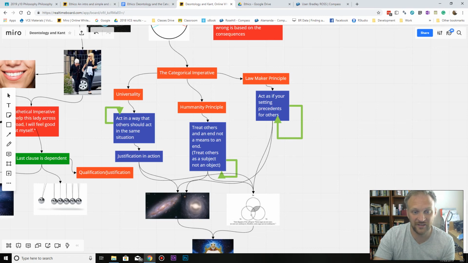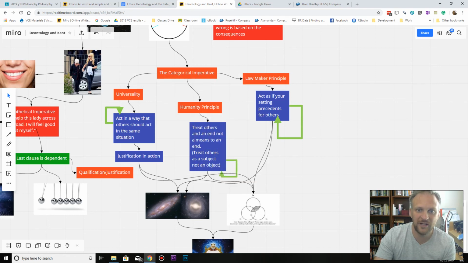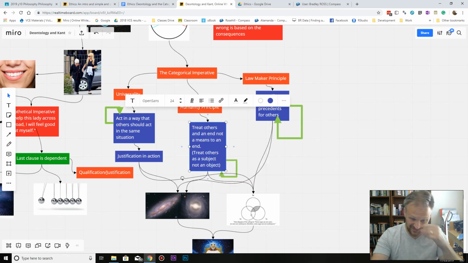The second thing is, and I'll get to why these 3 are related in a minute, but I'll just outline what they are now, is the humanity principle, all right? Oh, spelled it wrong, let's change it. Now, the humanity principle is that you should treat others as an end, not a means to an end. In other words, you should not use people. Take a note.